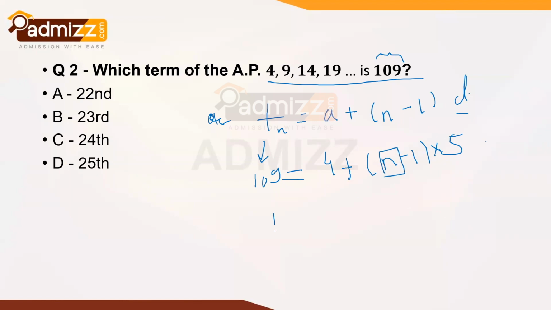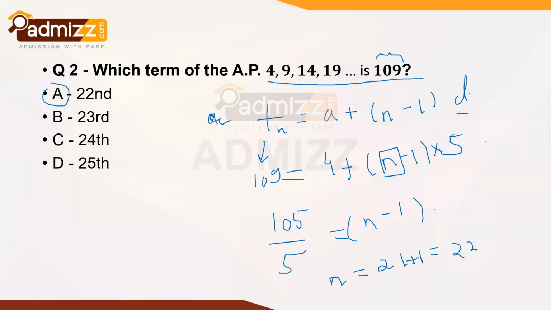So what we do is 105 over 5 is equal to n minus 1, right? And so n comes out as 21 plus 1, which is 22. So the correct answer is option number A. So 109 is the 22nd term in this particular sequence.